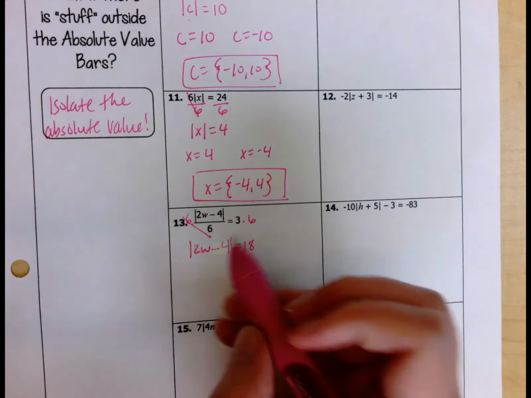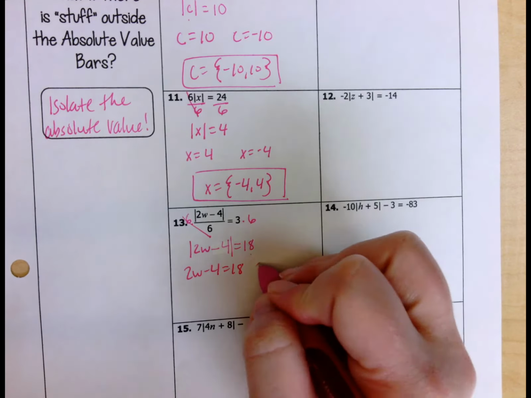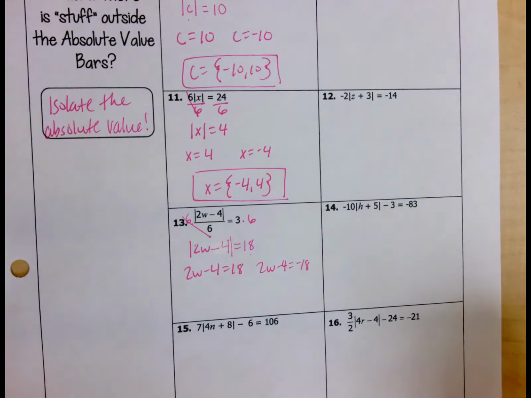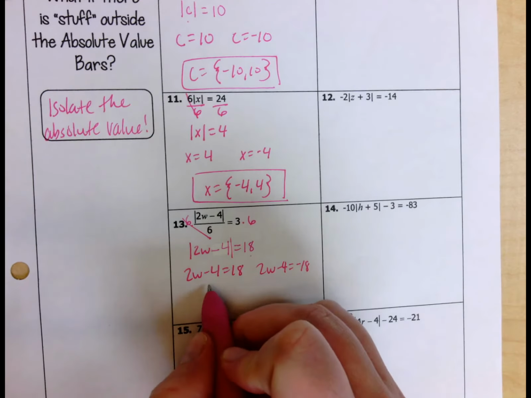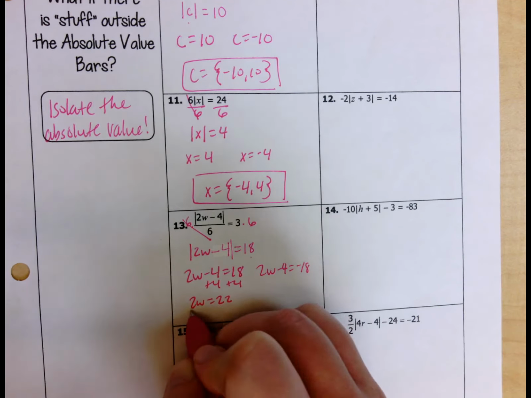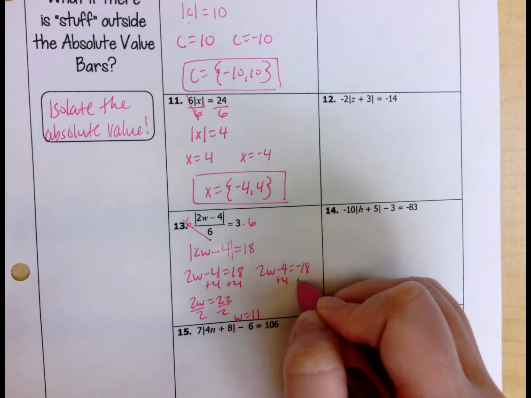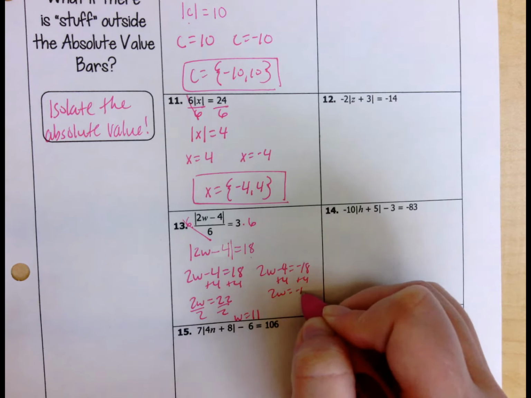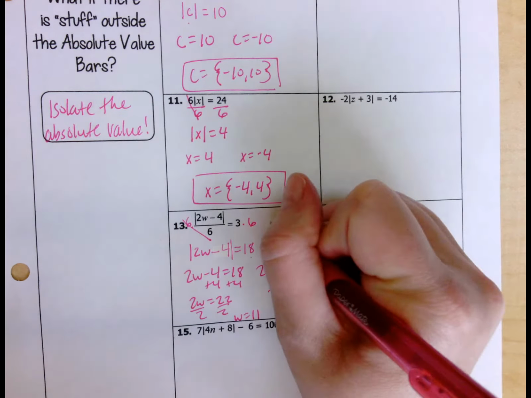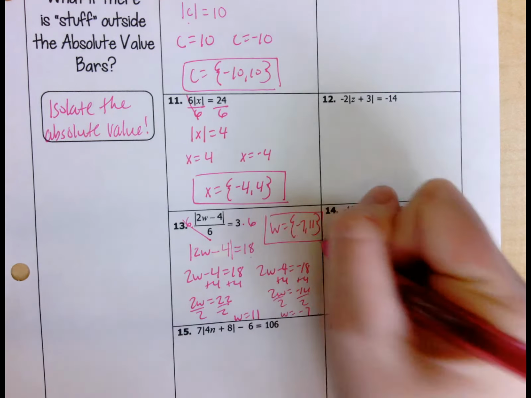Now it's isolated. Now I create 2 different equations. Equals a positive 18 and equals a negative 18. So here I am going to add 4. 2w is going to be equal to 22, and w is equal to 11. Here I'm going to add the 4. 2w is equal to negative 14, and w is equal to negative 7. So in this case, w is equal to negative 7 and 11.